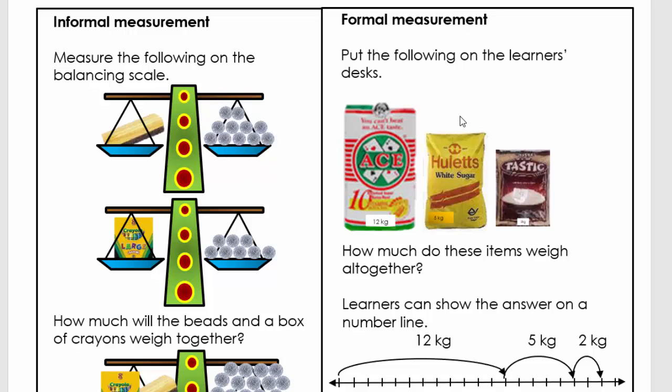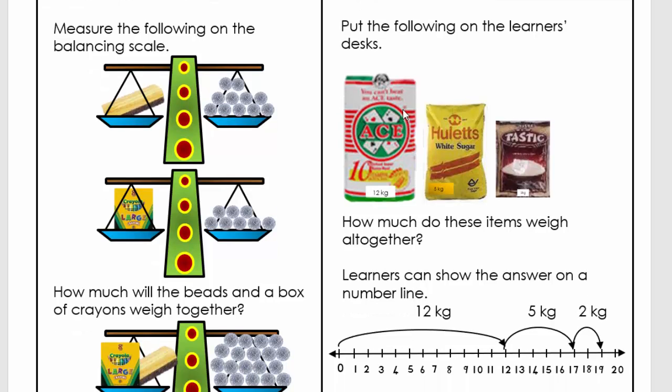Then we go to formal measurement. We already started with the formal measurement with the introduction activity, where we read 1 kilo, 2, and 5 kilograms. Now, if you can find something that's 12 kilos or 10, what we do is we say to the learners, we have these 3 products, and how much do they weigh all together? Or you can just show them pictures.